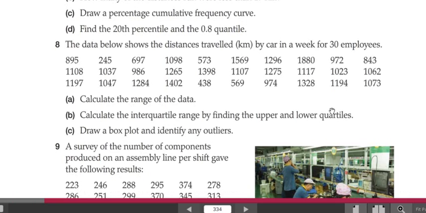Here is the question I'd like you to do in your books. The data below shows distances travelled in a car by a car in a week for 30 employees. Each of these is a distance. Use your calculator to calculate the range of the data, find the interquartile range, and then draw a box plot and identify outliers. Okay? Yes, it'll take you 10 minutes or so. So enter the data and then answer those 3 questions. Go.